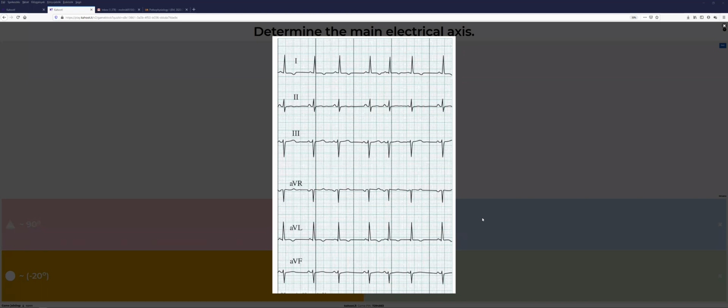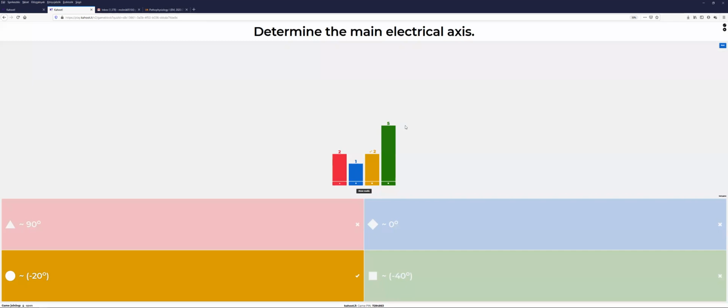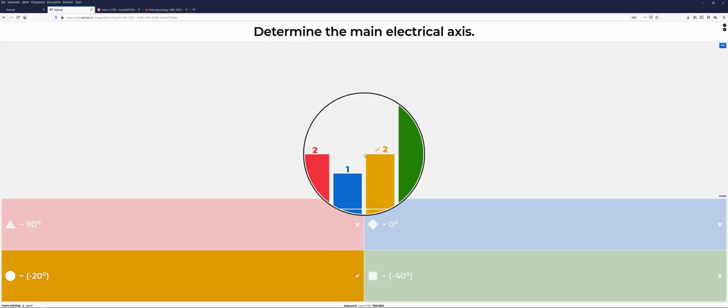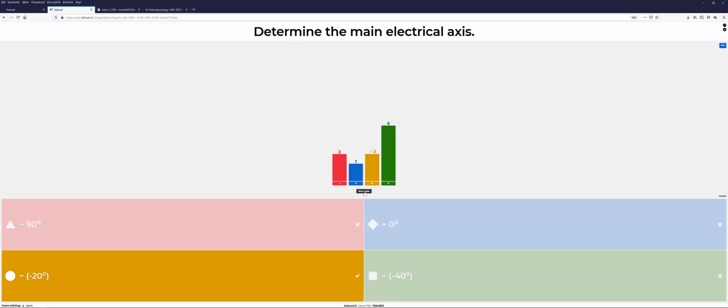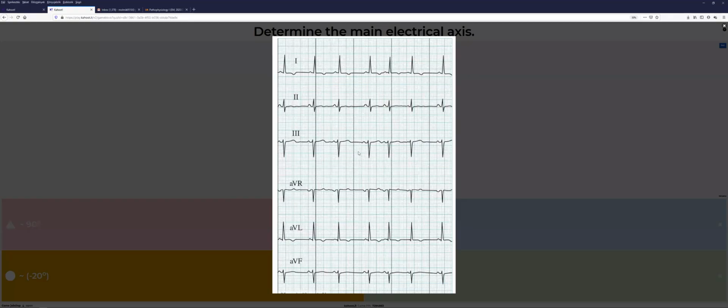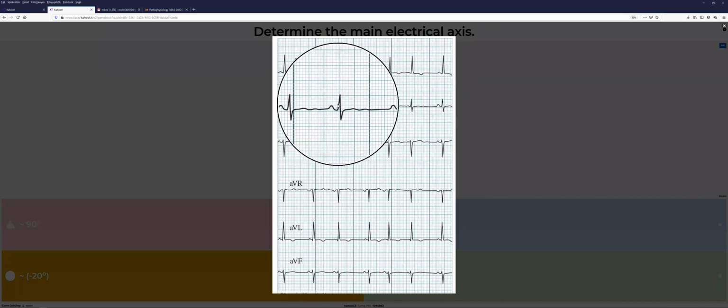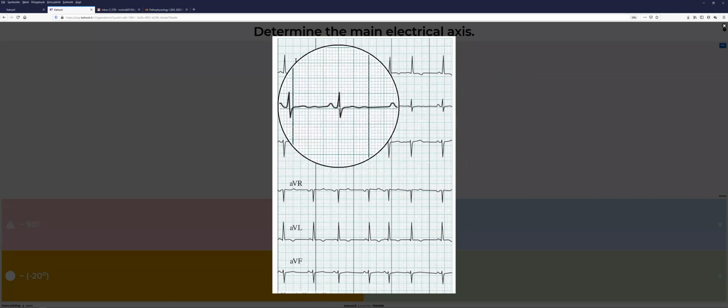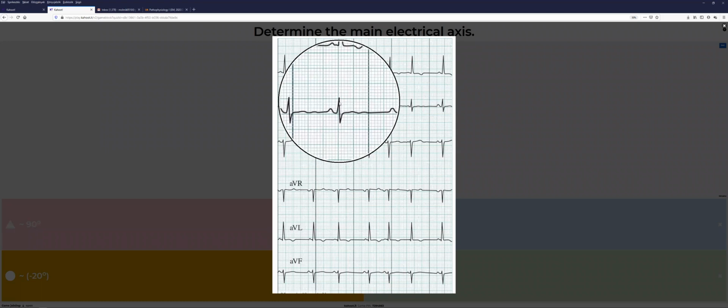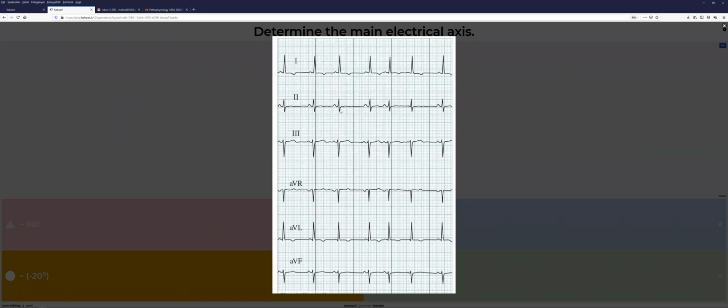But I can't find any equiphasic leads from the limb leads, but mostly equiphasic. It doesn't mean that it has to be exactly what we are saying. Okay, good. Now, which is the most equiphasic one? Lead 2. Okay, lead 2. You can see that it's a little bit more positive than negative. Yes, that's great.